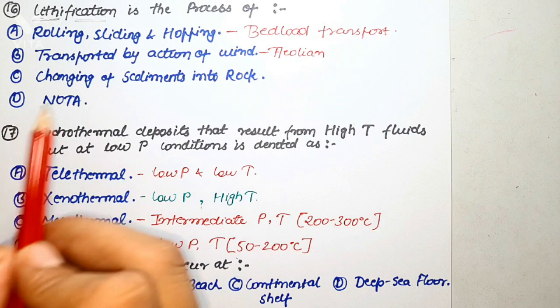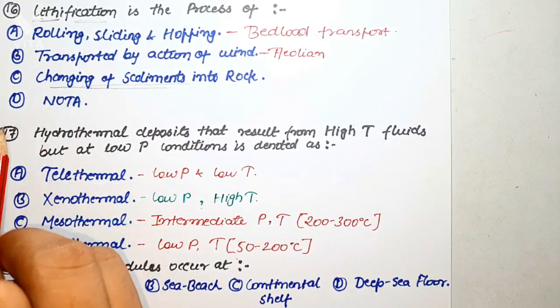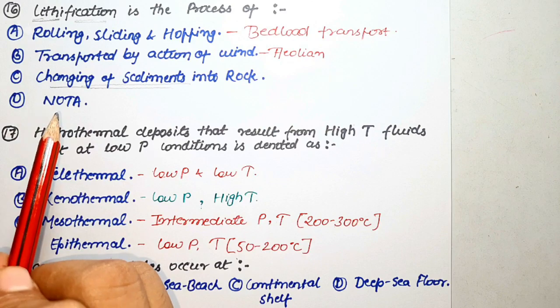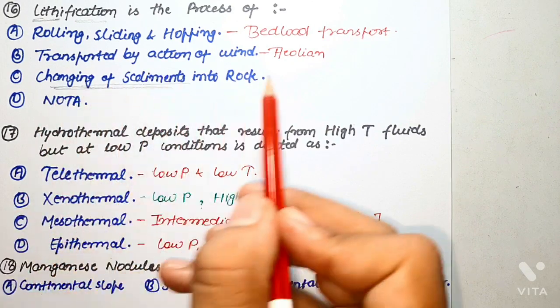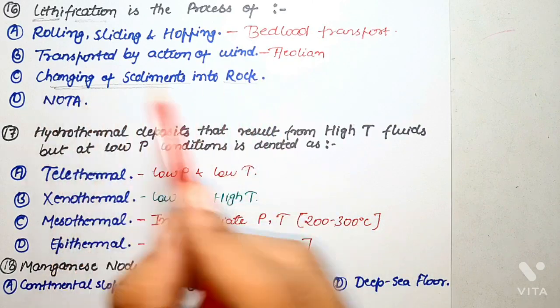Now it involves changing of sediments into rock because lithification comes under sedimentary rock formation mechanism. Lithification is the mechanism in the formation of sedimentary rock, and it involves the changing of sediments into hard, compact rock. Okay, so lithification is the process of changing of sediments into rock.